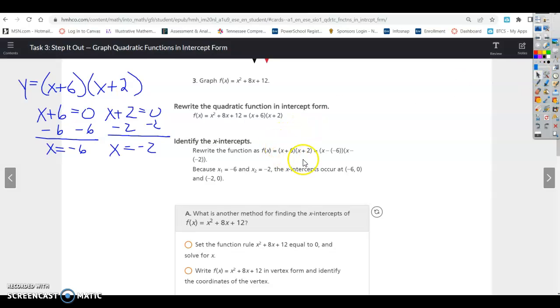Written in intercept form, that's just another way to see these zeros. So right here where they're saying write this as x - (-6), that's just allowing you to see this in this expression here, and then negative 2 the same way. Because x1 is negative 6 and x2 is negative 2, our two x-intercepts occur at (-6, 0) and (-2, 0).